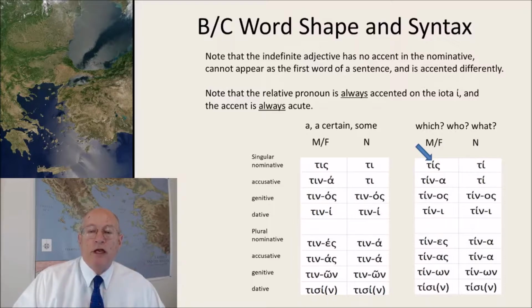Another feature of the indefinite adjective is that it can never appear as the first word of the sentence. It's what's called an enclitic. The word tis with an accent can appear as the first word of a sentence. So the big point here is that the spellings are all the same. They have different meanings. And the one that we have in our text, which means who, has an accent on the iota, accent acute, and it always has that throughout the declension.